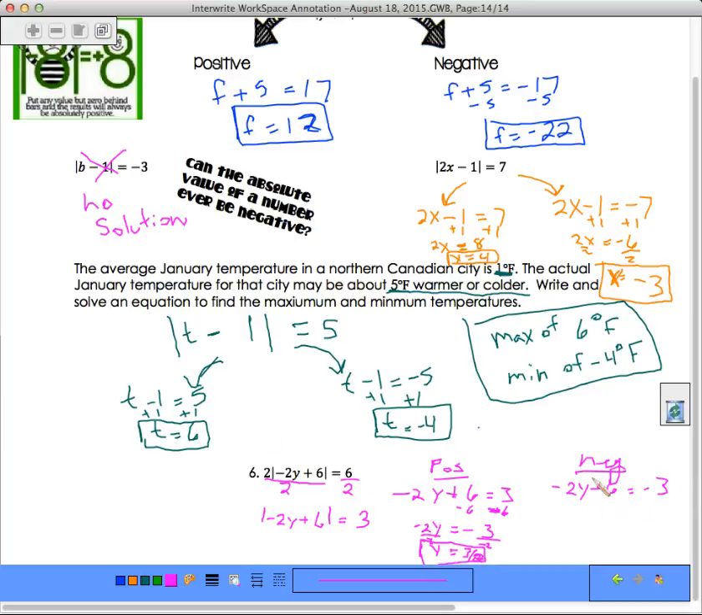Okay. The other answer, I'm going to subtract 6. I get negative 2y equals negative 9. Divide both sides by negative 2. And I can write y equals 9 halves. You can leave that as a fraction or change it to a decimal. Either way, it's the same number. And we have our two answers.